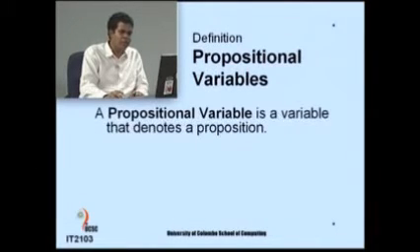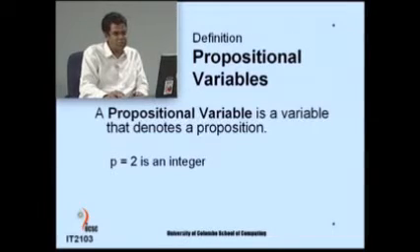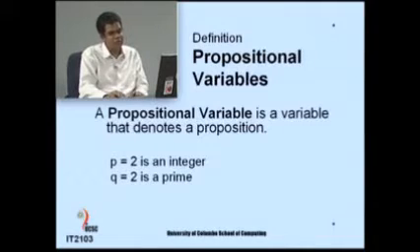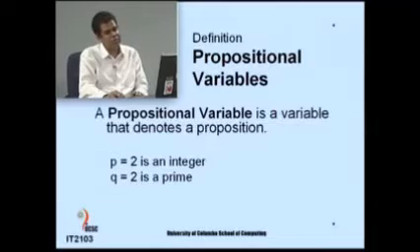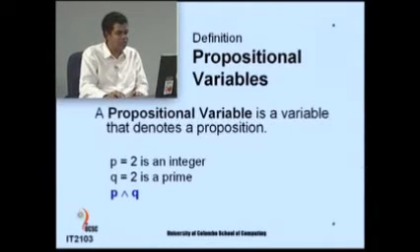Okay. So, now we come to the definition of propositional variables. A propositional variable is a variable that denotes a proposition. For example, we might denote the proposition "2 is an integer" by p, or we could use q to denote "2 is prime." So, once we denote the propositions as variables, we can use them in expressions. What do you think this means?